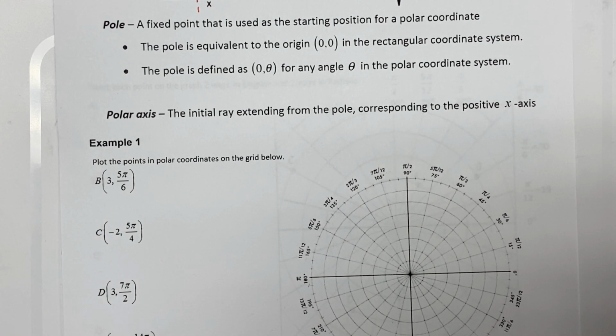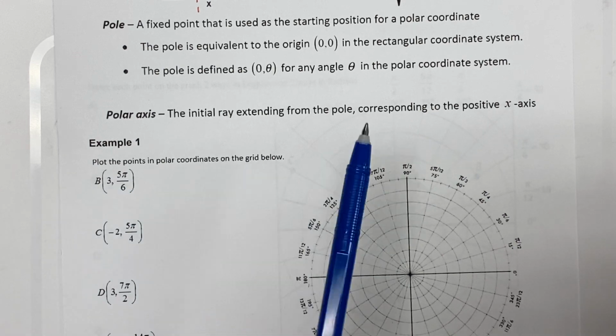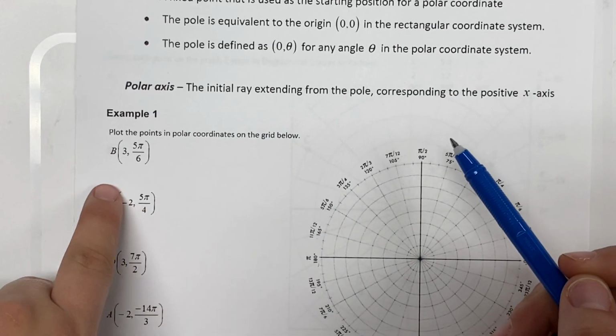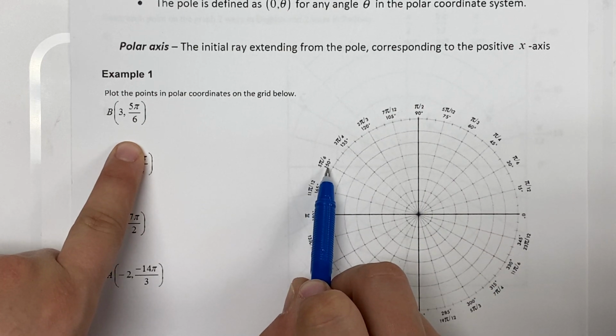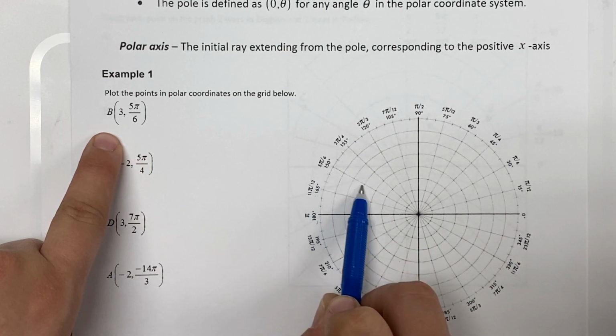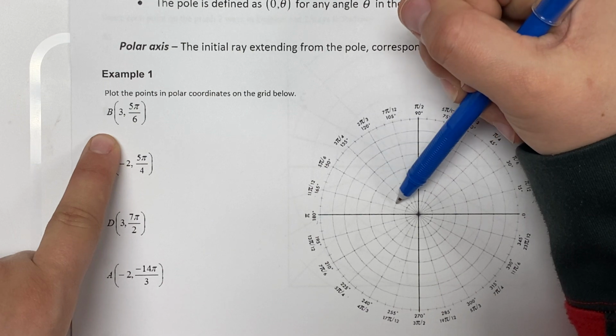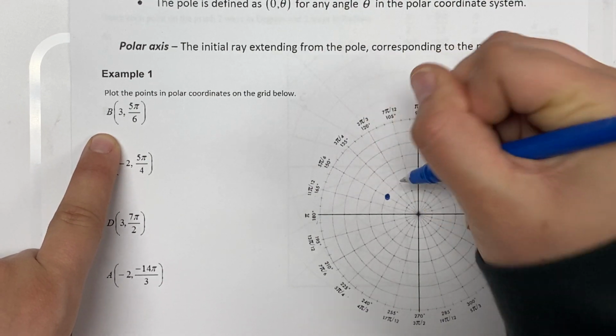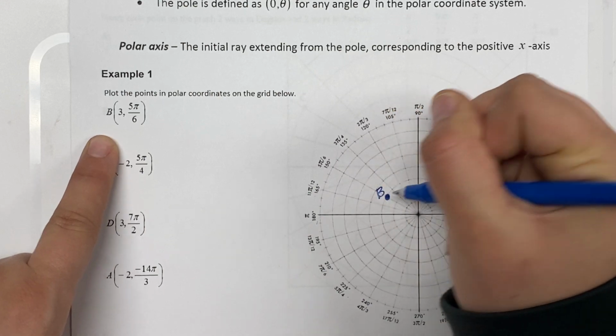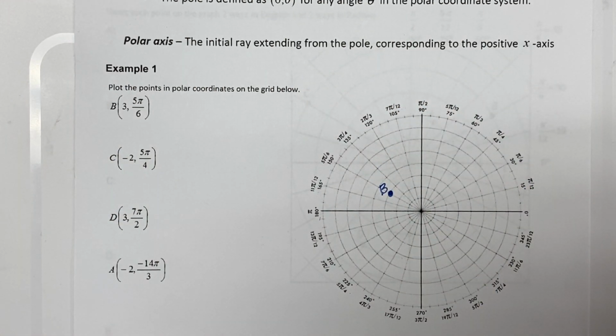So first, I'm gonna be straightforward and just do 3, 5 pi/6. So I prefer to find the angle first, so I'm gonna find 5 pi/6, which is here, and I'm going to the third radius. So on this line, first, second, third radius. So here is point B. Easy enough.